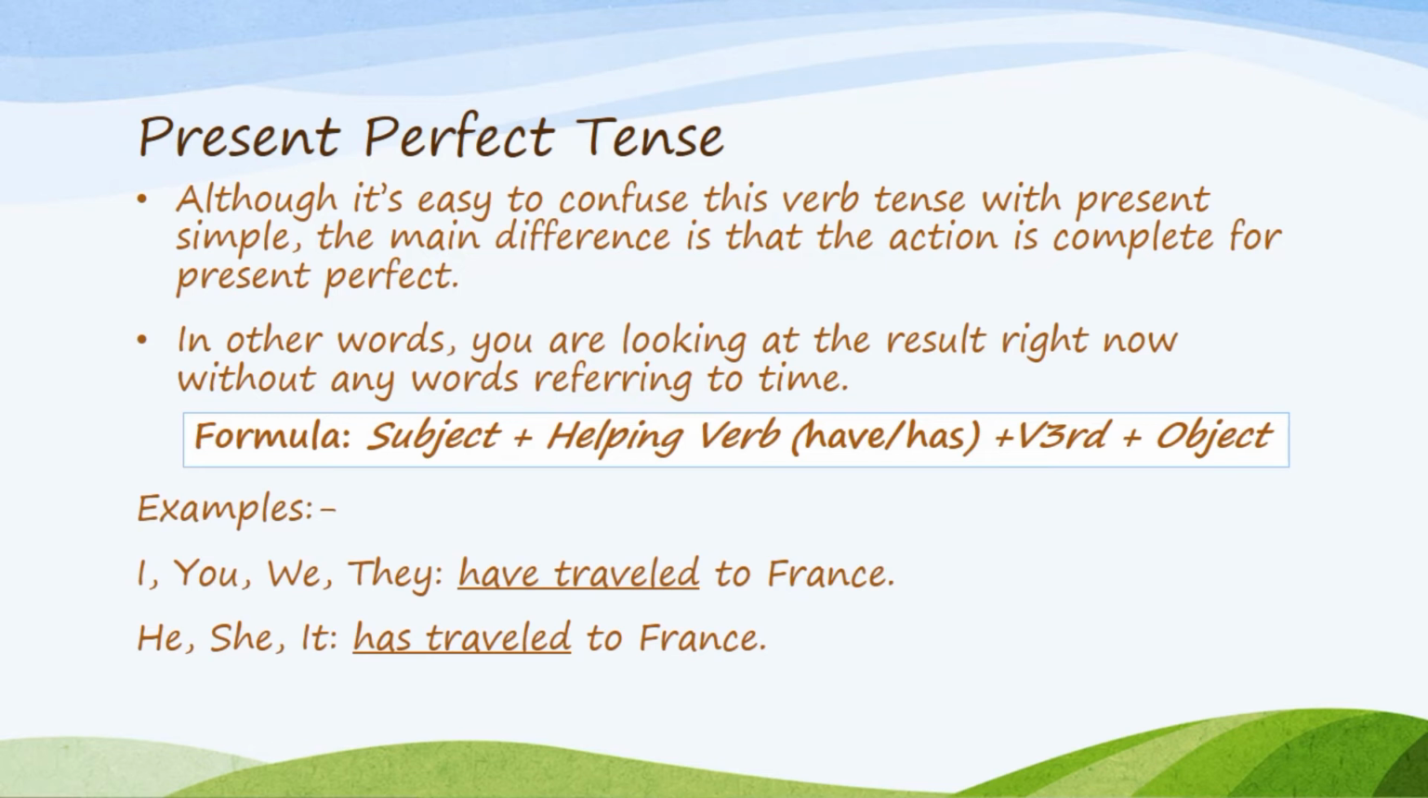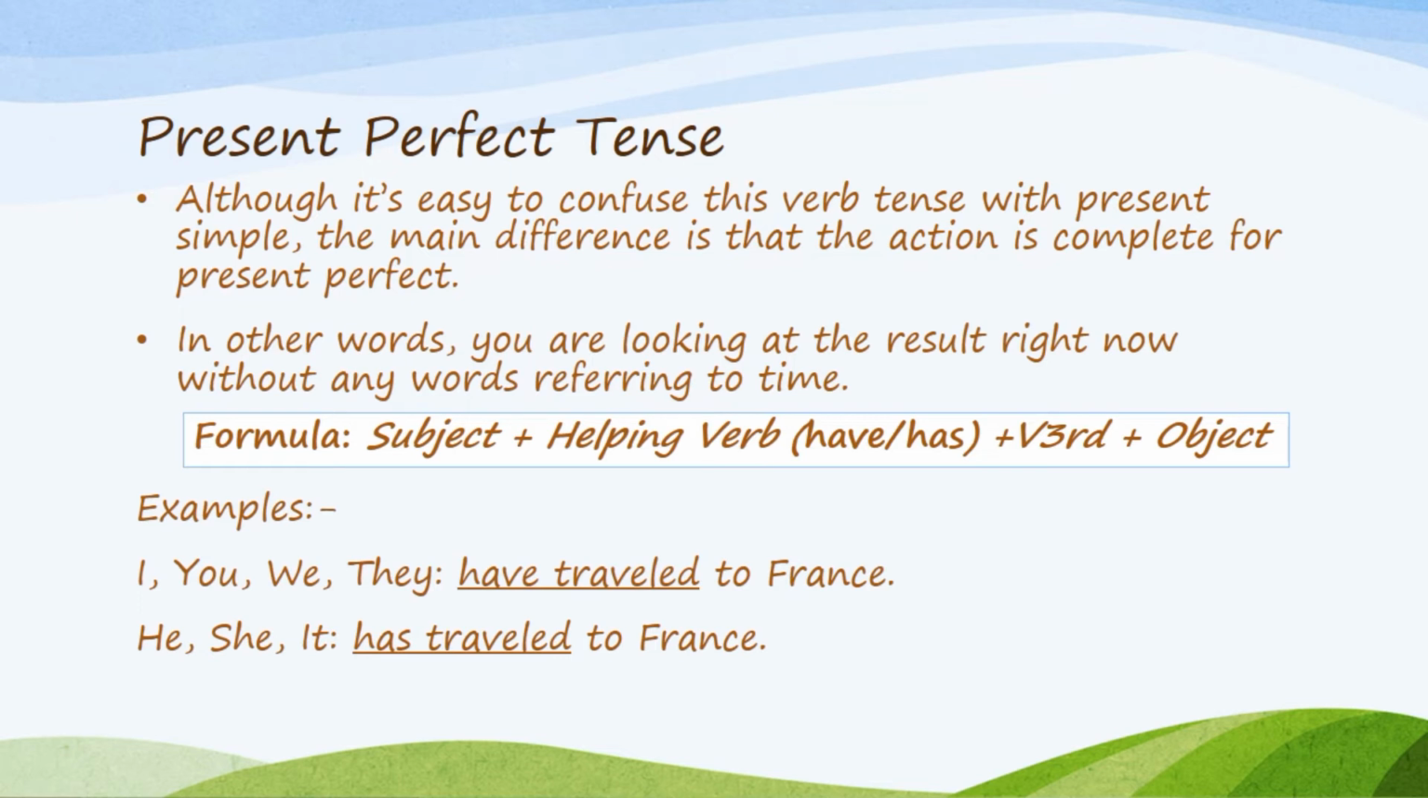This tense is also used to describe an action that happened in the past before another action took place. Although it is easy to confuse this verb tense with the present simple tense, the main difference is that the action is complete in present perfect. In other words, we are looking at the result right now without any word referring to time. As I say, the time is not mentioned in this tense.